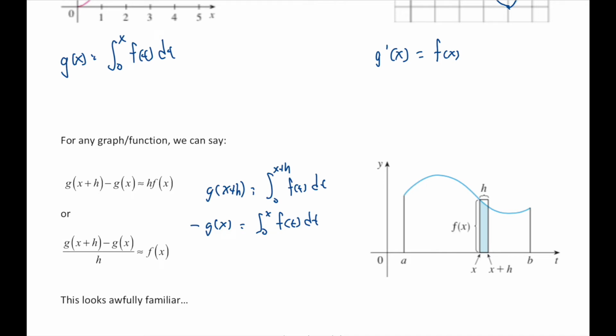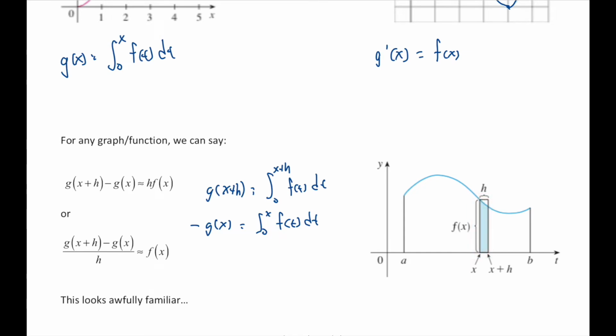Well, it's that area all the way to x plus h, subtract the area that came before x. So that leaves us with just this single rectangle where the width, the base, is h, and the height is that f of x. So that difference between the integrals is actually, okay, there's our base times height, one single rectangle.